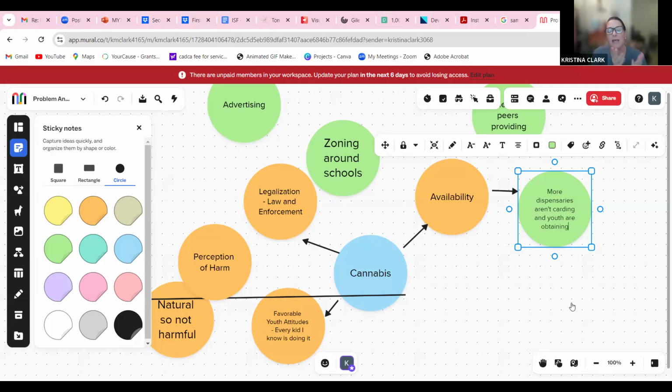But I want to bring back that perception of harm piece, because again, how do we impact the fact that it's natural and not harmful? Our strategies are going to be really limited. So about the idea that they don't think it's harmful, where and when are they using? If we're talking to people, when and where are young people using cannabis?